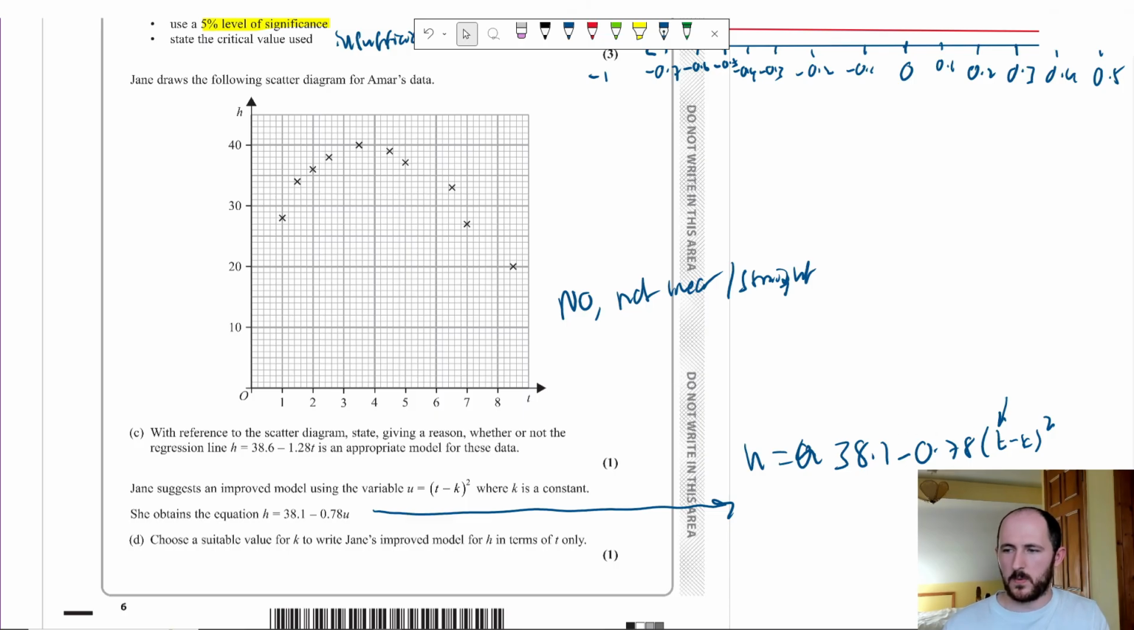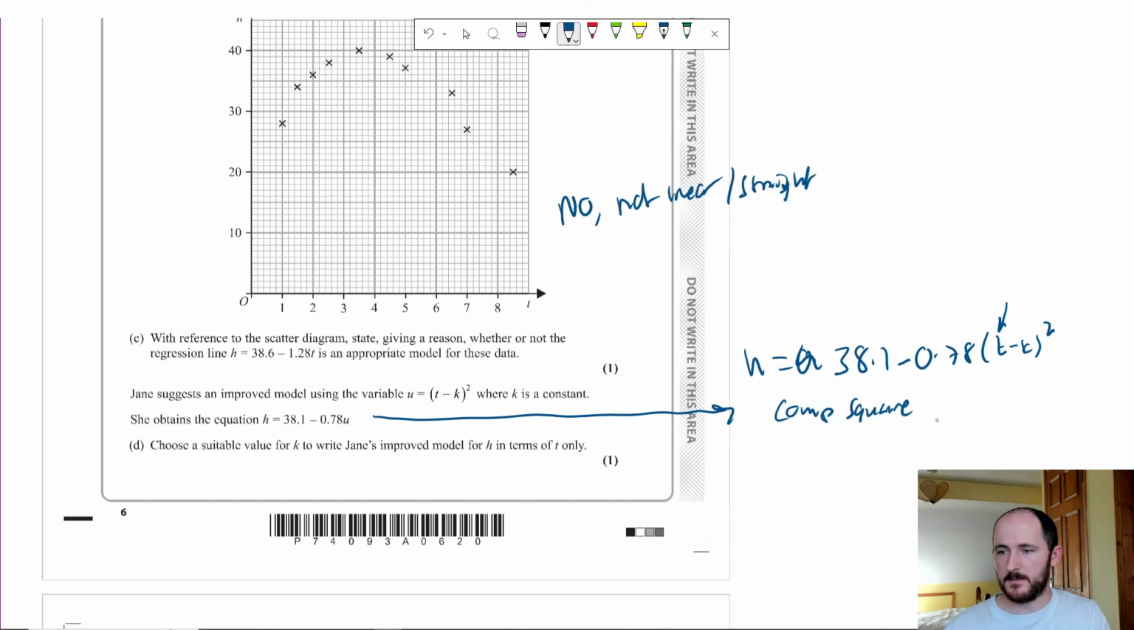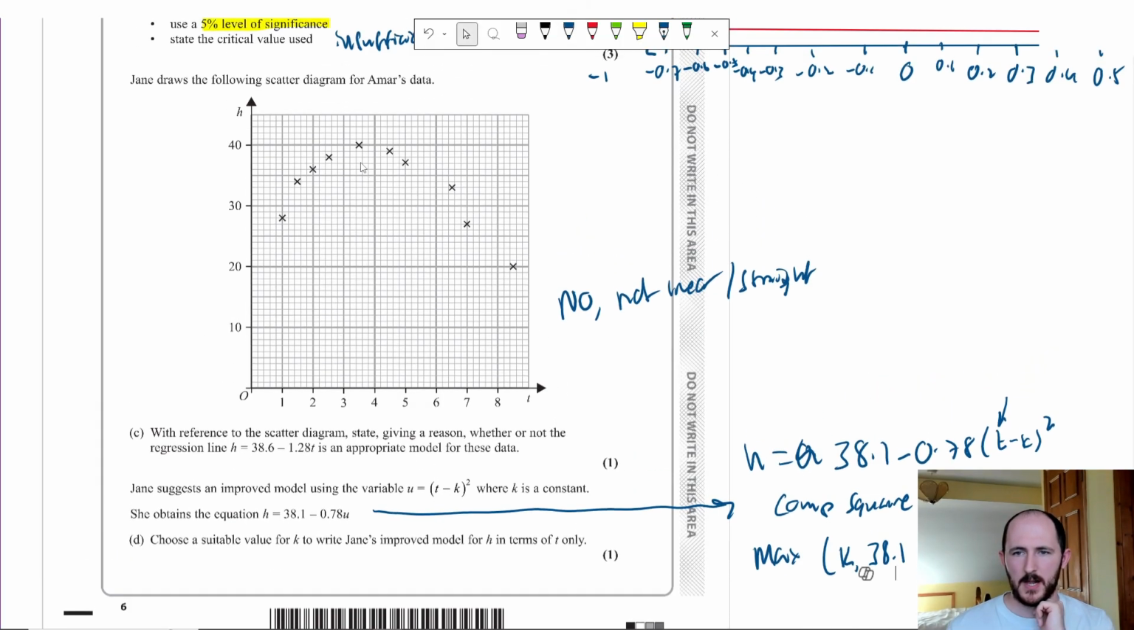Now, if we look at this, what does this equation remind you of? Because it reminds me of completing the square. So what does that mean? Well, it means that the maximum value, and it is a maximum because don't forget this is a negative quadratic, so it's a sad face, which means it's a maximum value. The maximum value should be at k, 38.1. So what if I just look at my graph here, look at where it reaches 38.1 or reaches its peak, and just read off the value of t?